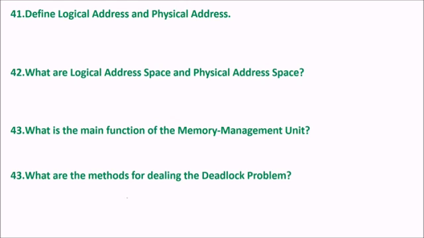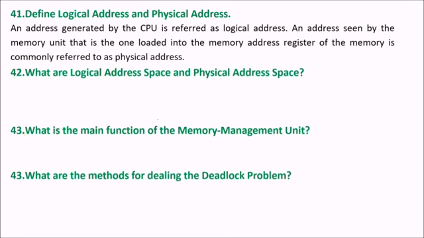Define the logical address and the physical address. What is the logical address and the physical address? An address generated by the CPU is the logical address. An address seen by the memory, that is, the one which is loaded into the memory address register, MAR, of the memory, is known as the physical address. Let me detail it again. The CPU generates some address, so what the CPU generates is a logical address. But the actual address seen by the memory, that has to be loaded into the memory address register for actual picking up or storing, is known as the physical address.